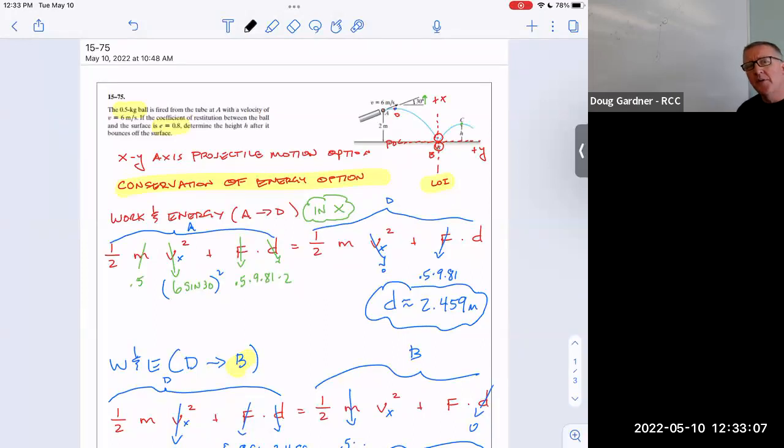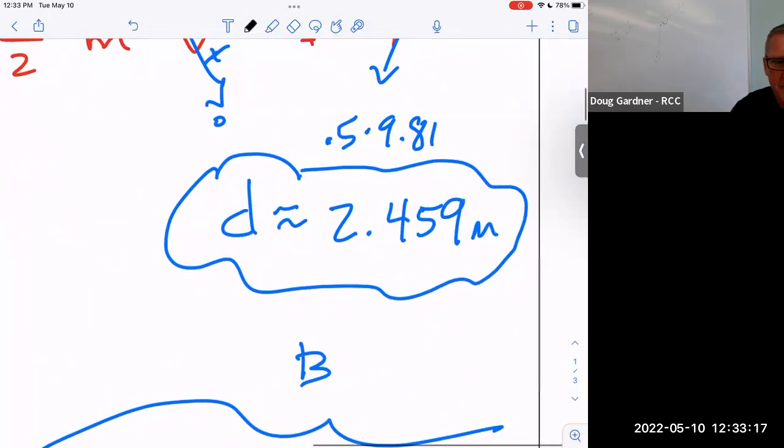As a side note, notice it's not 80% as high as it used to be. Or is it? I need to shut up here, but if I take 80% of that height right there, I wonder, I'm just curious, 0.8 times 2.459. We got 1.96, like it isn't 80% of the height. It's 80% of the velocity. You see what I'm saying?